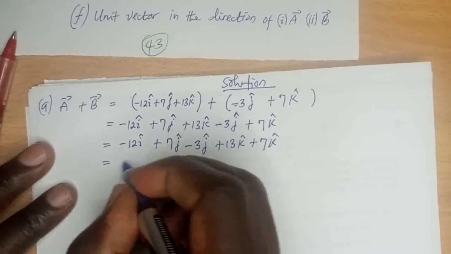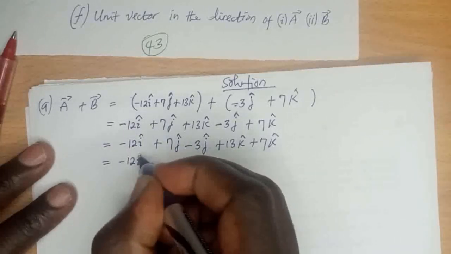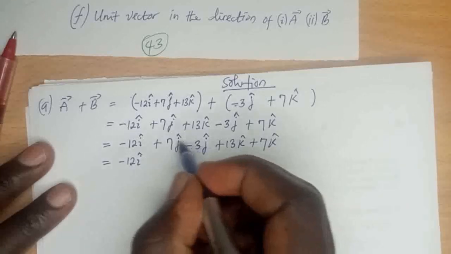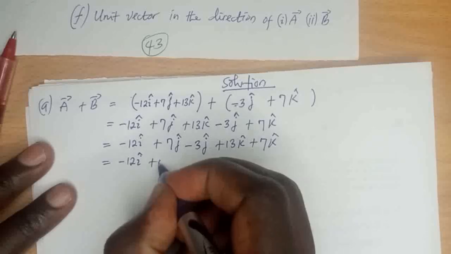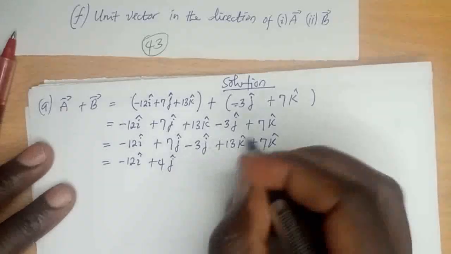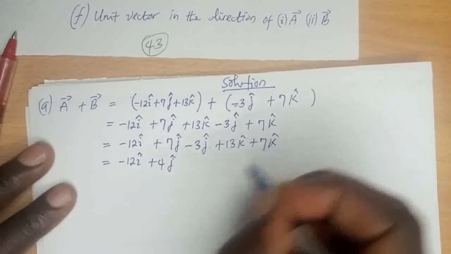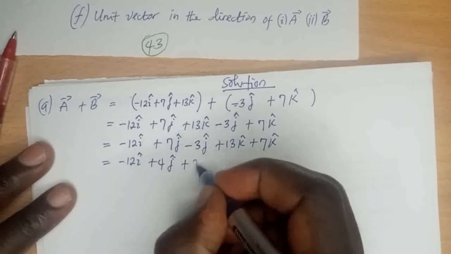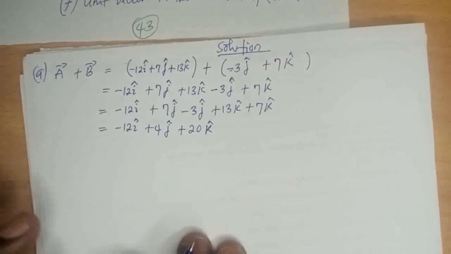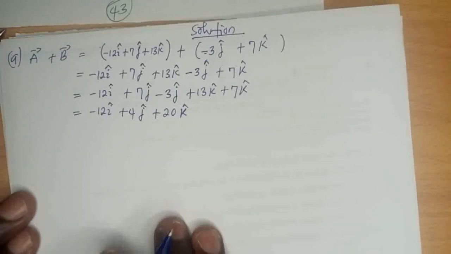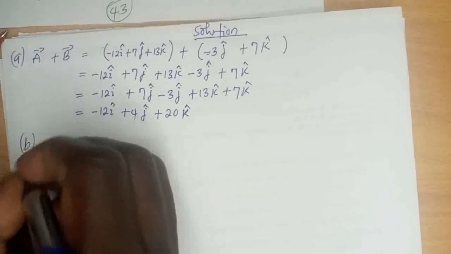This is equal to, so minus 12 I cap. Now I will do the subtraction here. 7 minus 3 will give me plus 4 J cap, then 13 plus 7 will be 20, so I have plus 20 K cap. This is my vector sum of A and B. Then I will move on to the B.